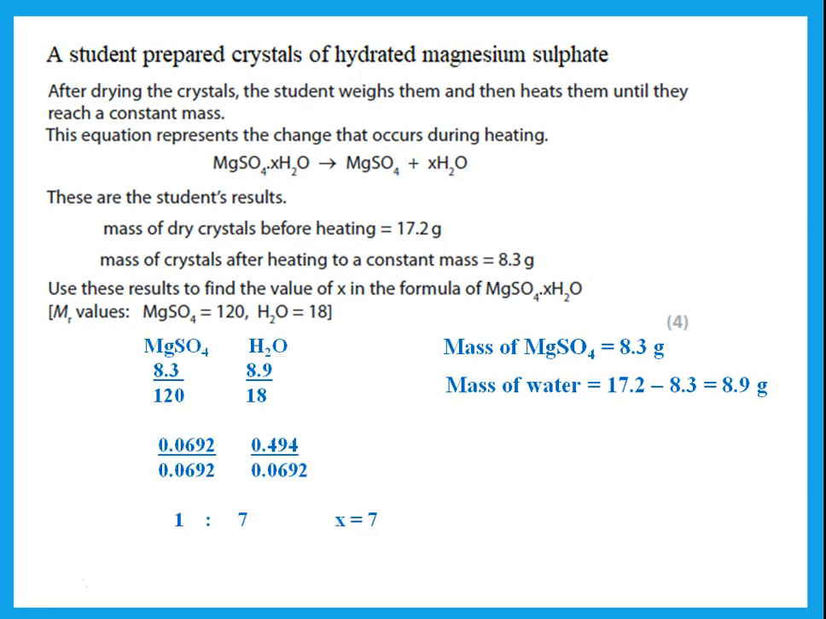Now I deal with it as if it is an empirical formula. Magnesium sulfate is 8.3, water is 8.9. I divide each of them by the molecular masses. So the mass of magnesium sulfate he already gives me is 120. The mass of water is 18. If you calculate it, it's oxygen plus hydrogen plus whatever. Now that gives me a certain number. I divide by the smallest, and I found that I have 1 magnesium sulfate to how much water? To 7 water. That means that X is 7.